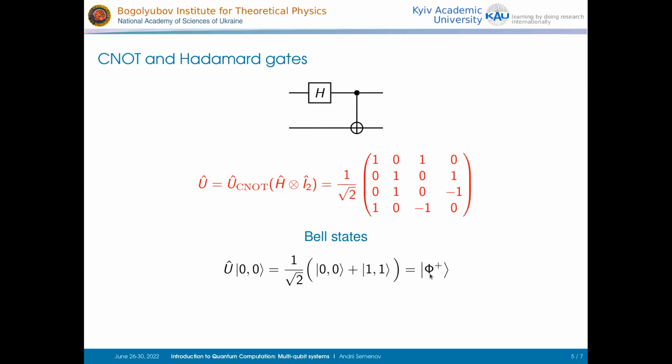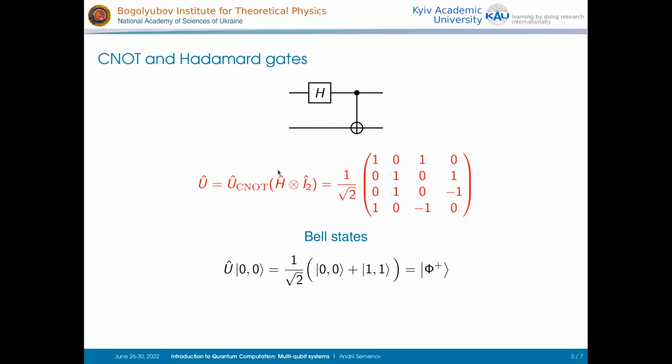Written like this, it's very easy to understand why it happens. Look here: 0, 0, yes, 0, 0. This means that in this row only the first vector will be 1 and all others will be 0. So we multiply it and get this, and this corresponds to this superposition, 0, 0 plus 1, 1. This is the first state, which he calls a Bell state.